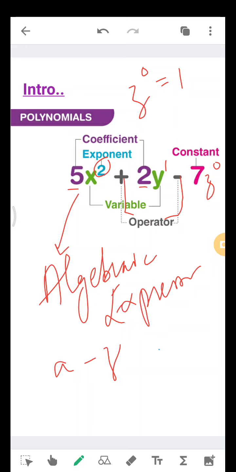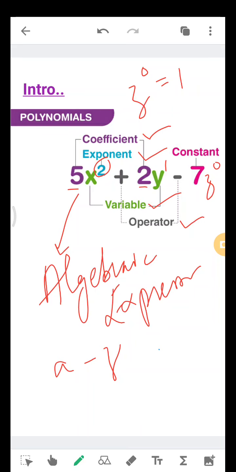So in every polynomial or in every algebraic expression you will find all these things. You will find coefficients, exponents, and variables, and different operators are used to combine them, that is plus or minus signs. So we are going to study about different types of polynomials in today's session.